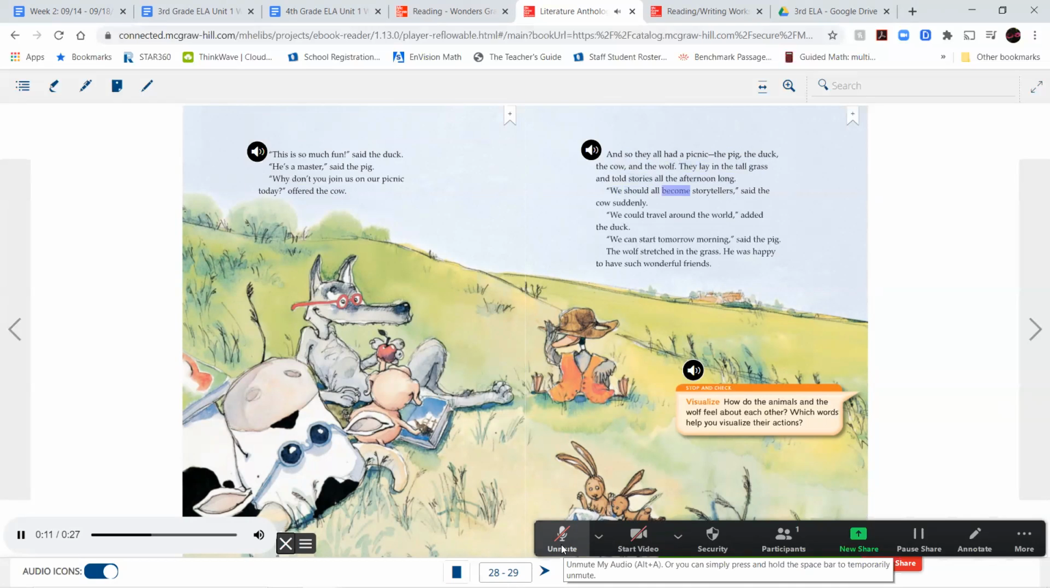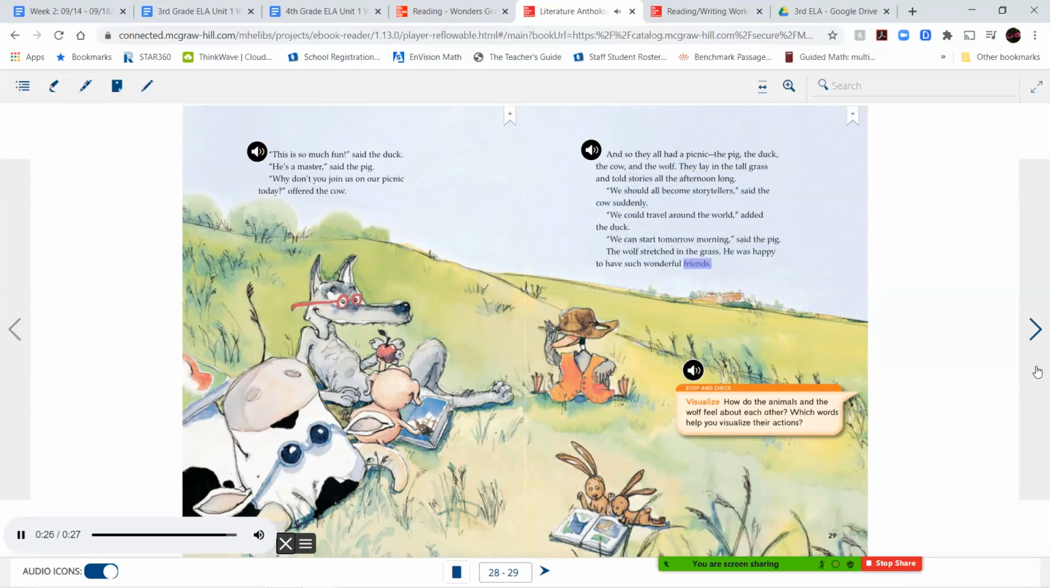"We should all become storytellers," said the cow suddenly. "We could travel around the world," added the duck. "We can start tomorrow morning," said the pig. The wolf stretched in the grass. He was happy to have such wonderful friends.